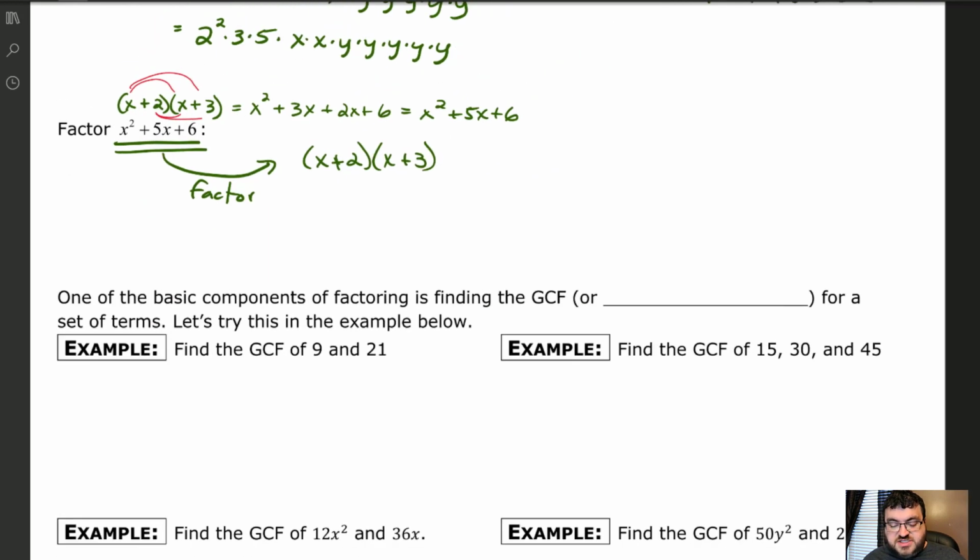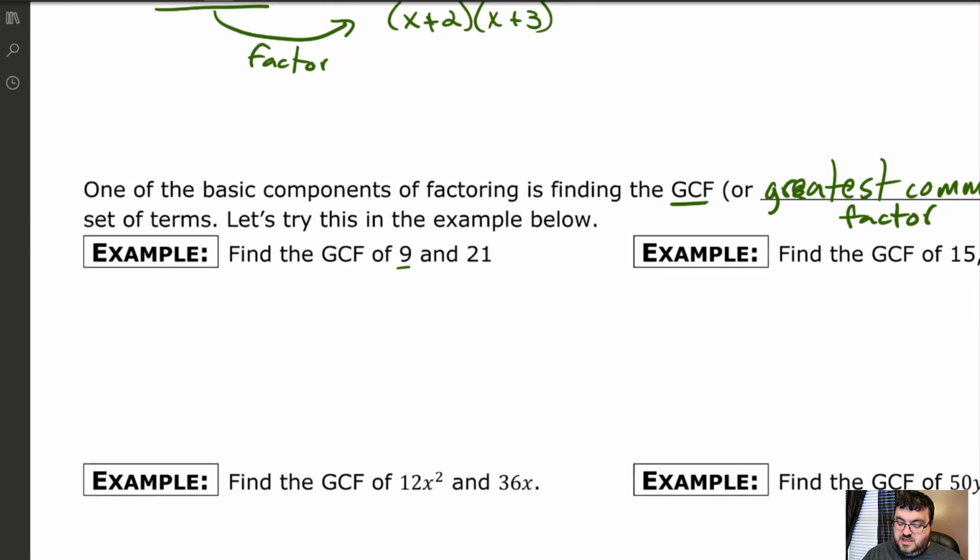So to start out our conversation about factoring, we do want to mention something called the greatest common factor, or the GCF. The greatest common factor is basically the largest number that divides evenly into every single term that you're looking at. So, for instance, let's say that you're looking at 9 and 21 right here.